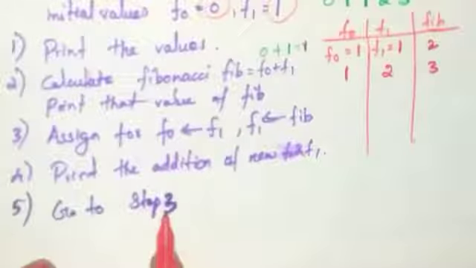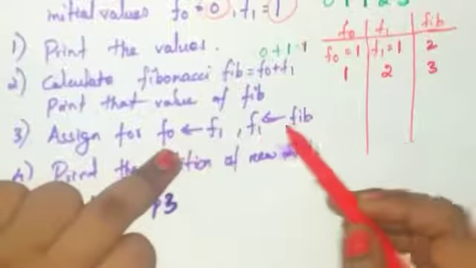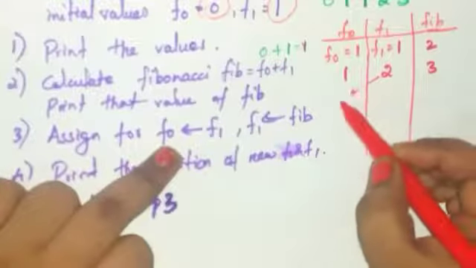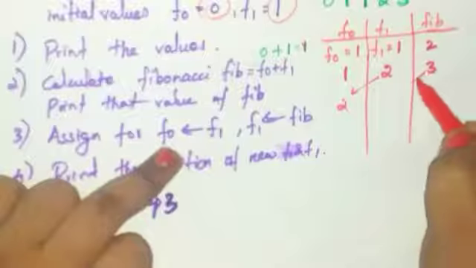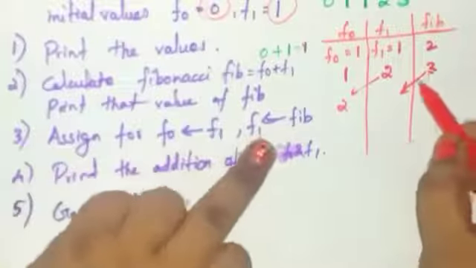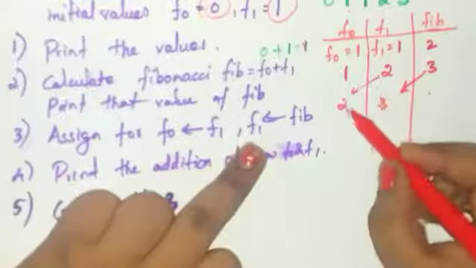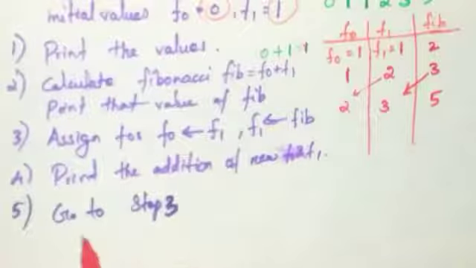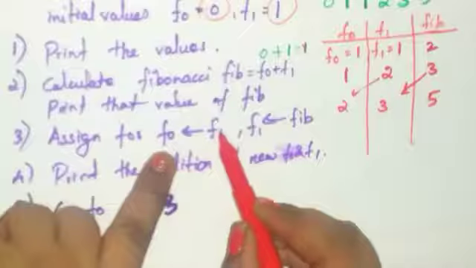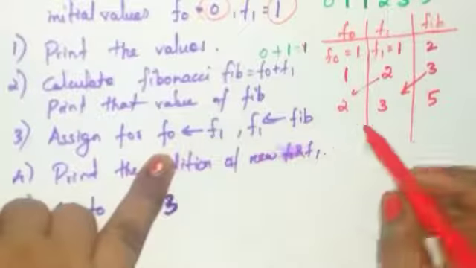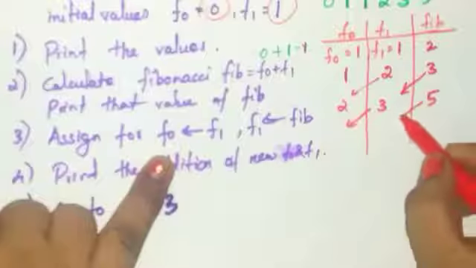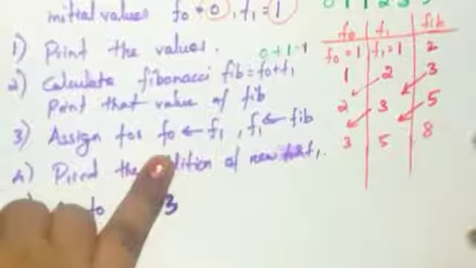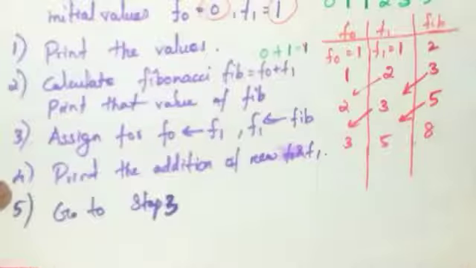Again go to step 3. Assign the F1 value to F0 and the fib value to F1. So the F1 value is 2, so assign this value here. And the fib value is 3, assign this fib value to F1. So 2 plus 3, 5. So our next output is 5. Next again go to step 3. Again assign the F1 value to F0, the fib value to F1. 3, 5. 3 plus 5, 8. So again write here output 8.